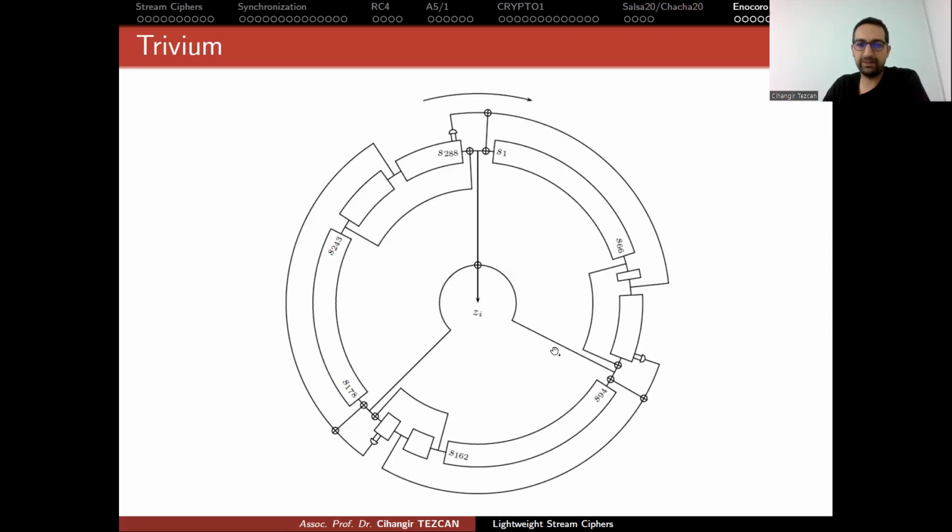I don't know if the picture explains it, but from these values, you extract, and these Zi are the outputs, which is the key stream. It is like a rotational thing. This is how they picture it. A very good design, very secure, but unfortunately 80 bits. That is the main problem.